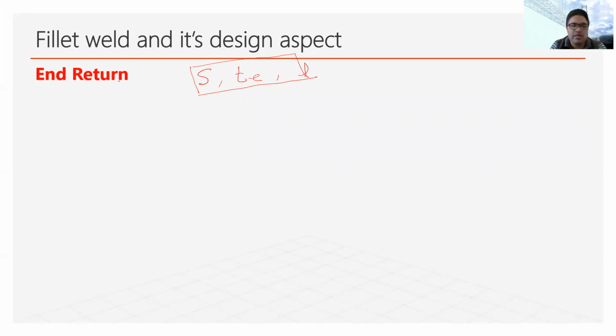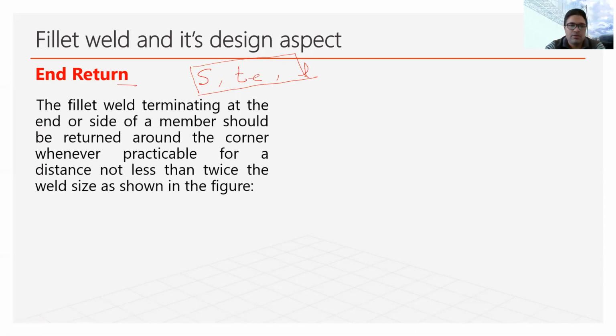Today, in this lecture, we will discuss end return first. Well, what is end return? It says the fillet weld terminating at the end or side of a member should be returned around the corner whenever practicable for a distance not less than twice the weld size, as shown in the figure. We will try to understand this using the diagram.